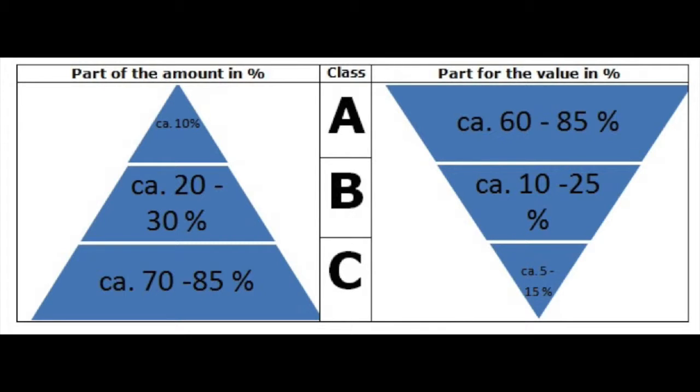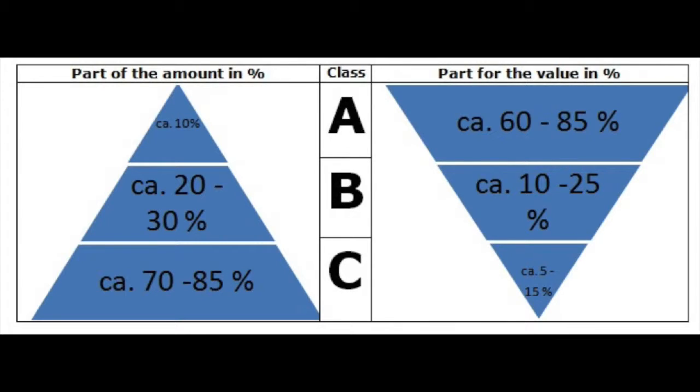ABC classification is a way of categorizing inventory items by cost and usage. Class A items have the highest value and they contain 10% of the quantity of all inventory, but make up 60 to 85% of the value. This could be donor blood.